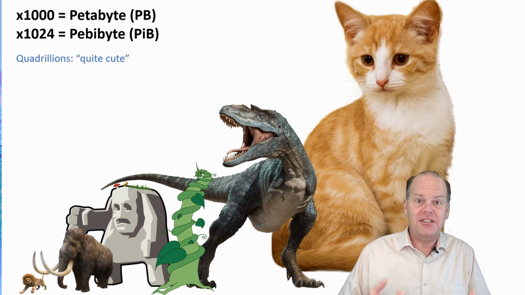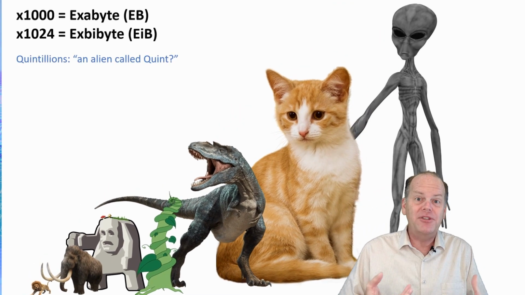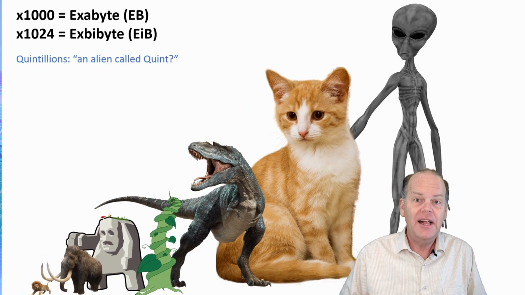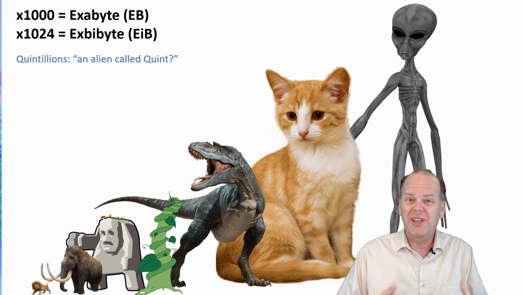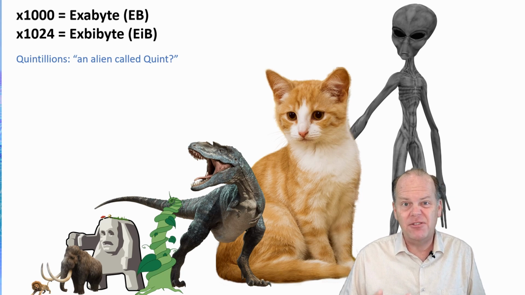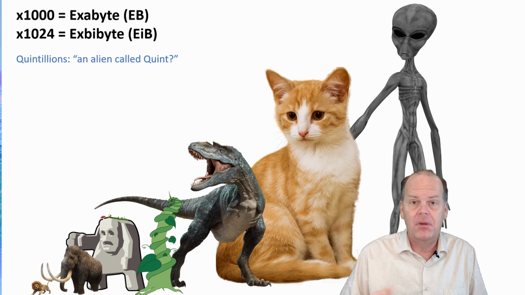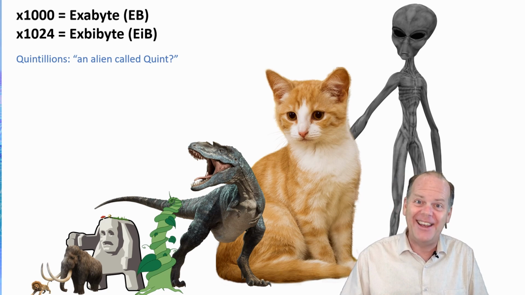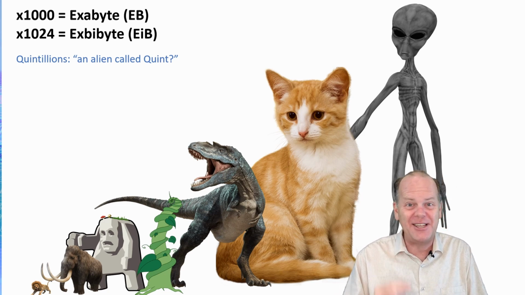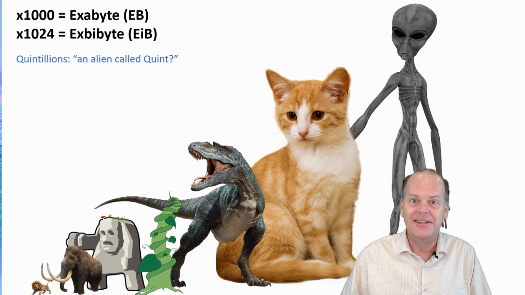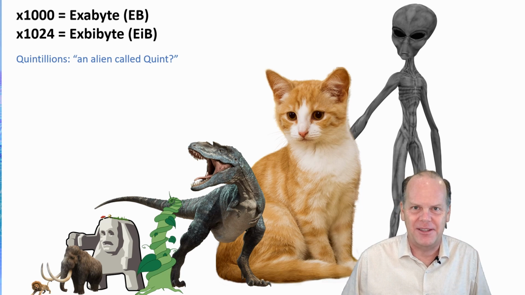Finally, there's the exabyte or exbibyte, represented by the extraterrestrial that is quintillions. So the extraterrestrial's name is Quint? Whatever helps you remember. And again, if you remember something silly, like this extraterrestrial Quint petting the cat, it helps you remember things. Whatever you do, use the power of visualization to help you remember anything that's important to you.